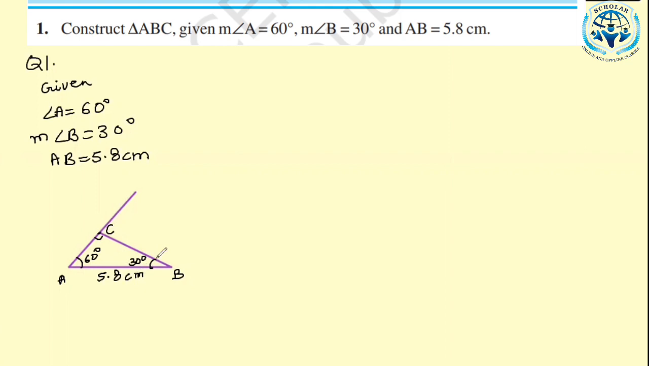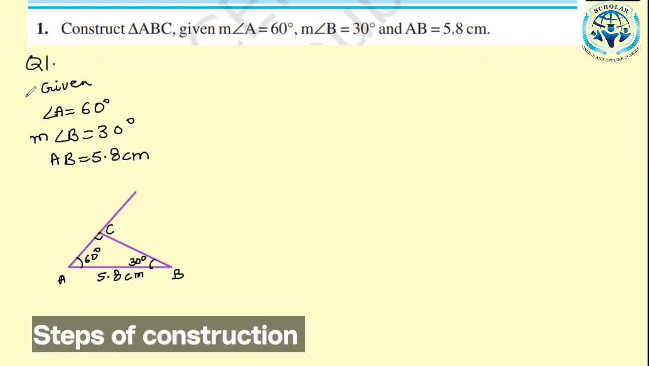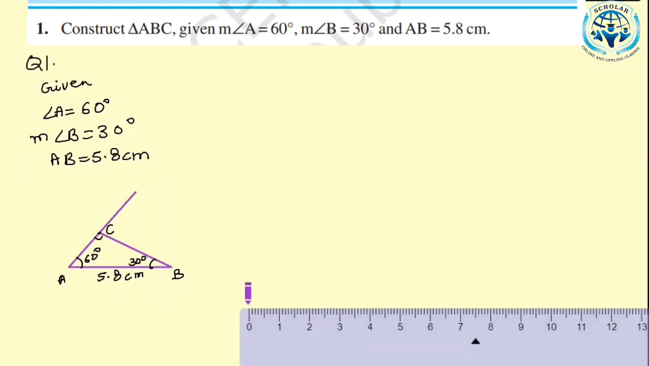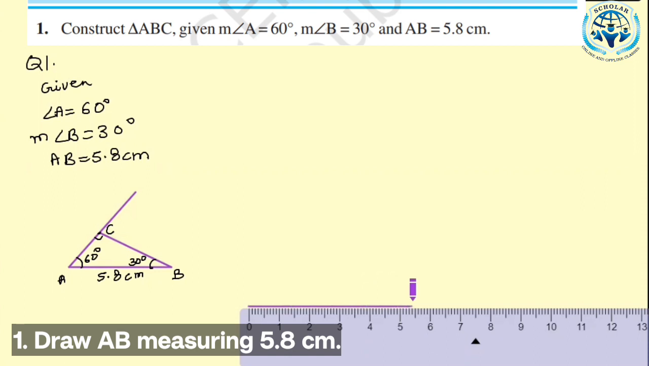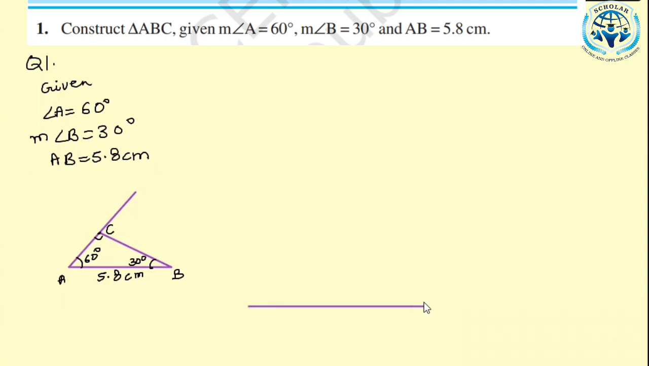This is the rough sketch. I think till now you have understood how to draw ASA triangles. That means angle side angle triangles. So now we will draw according to the rough sketch 5.8 centimeters AB. We will use the protractor to draw the angle 60 degrees. This is AB. Angle is 60 degrees. Another angle B is equal to 30 degrees.